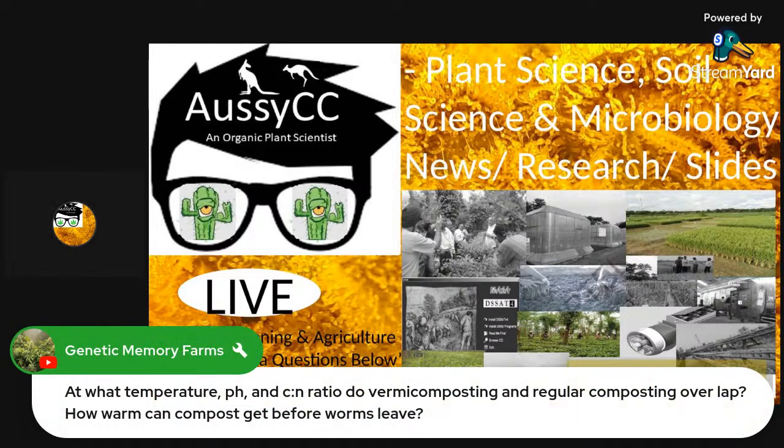Genetic Memory Farm says, at what temperature, pH, and carbon nitrogen ratio do vermicompost and regular compost overlap? How warm can compost get before worms leave?